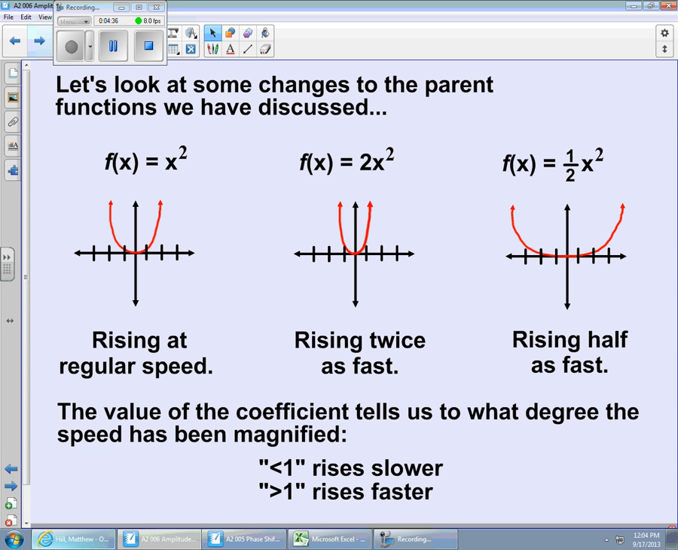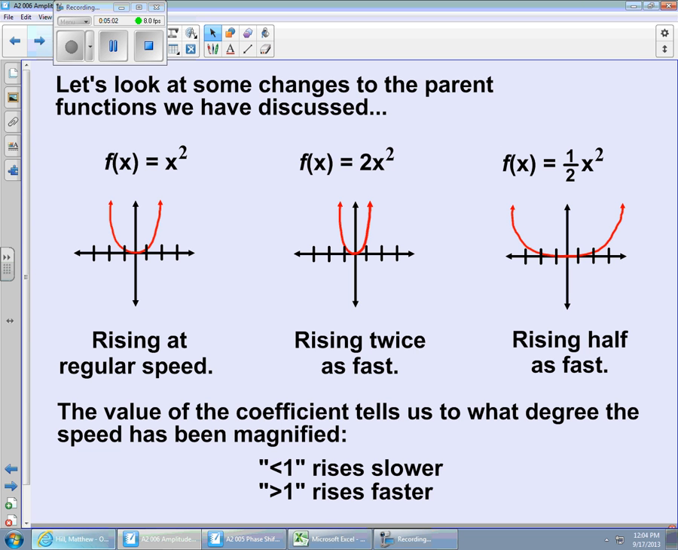Okay. Now the basic rule here is the value of the coefficient tells us to what degree the speed has been magnified. With parent functions, the standard typical speed is 1. Every coefficient we've seen with parent functions has been a 1. y equals 1x squared. y equals 1x cubed. y equals 1 logarithm of x.